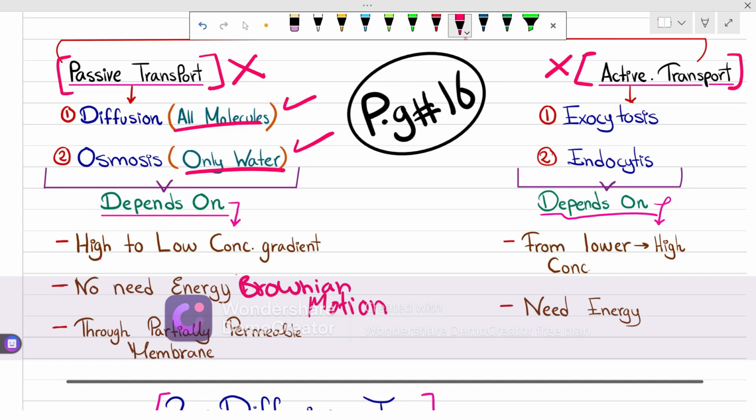The second one is active transport. Active transport is included in our syllabus, but active transport and passive transport, these two terms to differentiate, are not included in the syllabus. And exocytosis and endocytosis are the two types of active transport, also not included in the syllabus. This is just for general information. Active transport depends on lower to higher concentration gradient, and it needs energy from respiration.